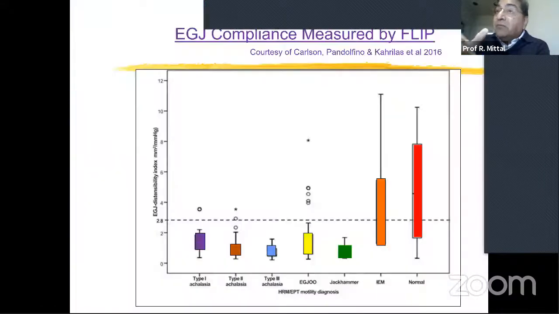And based on EndoFLIP testing, and this is not my data, this is the data from the Northwestern group, who published a lot of stuff, if you look at the distensibility of the lower esophageal sphincter, whether it is type 1 achalasia, type 2, type 3, Agnew, jackhammer, nutcracker, doesn't matter. The distensibility of the lower esophageal sphincter is impaired in all spastic motor disorders of the esophagus, maybe not all, but even in some of these ineffective esophageal motility disorders. So the sphincter is the most important fundamental abnormality, I believe, in motility disorders of the esophagus.